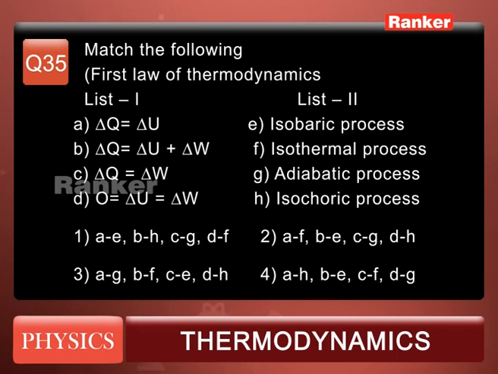In column 2, one is given isobaric process, another isothermal process, third adiabatic process, and fourth isochoric process. In these we have to select which of the options in column 1 matches with the list in column 2.